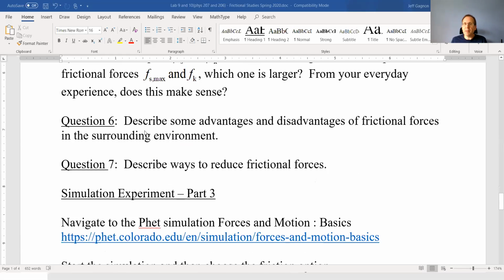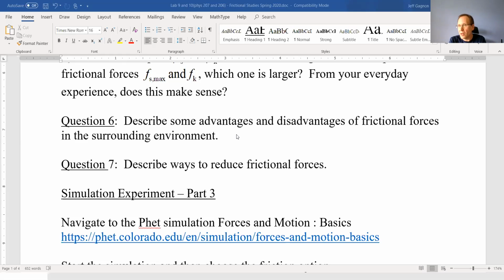Question 6, describe some advantages and disadvantages of frictional forces in the surrounding environment. So whatever you want to come up with. Disadvantages are kind of easy, because friction can generate heat. It could seize engines. If you don't use oil in your car engine, that's not good. You're going to have problems. Advantages are maybe a little more complicated, but think about just walking. If the surface of the floor were frictionless, you couldn't even walk. So in some sense, friction is somewhat of an advantage because it allows you to move. It allows you to walk.